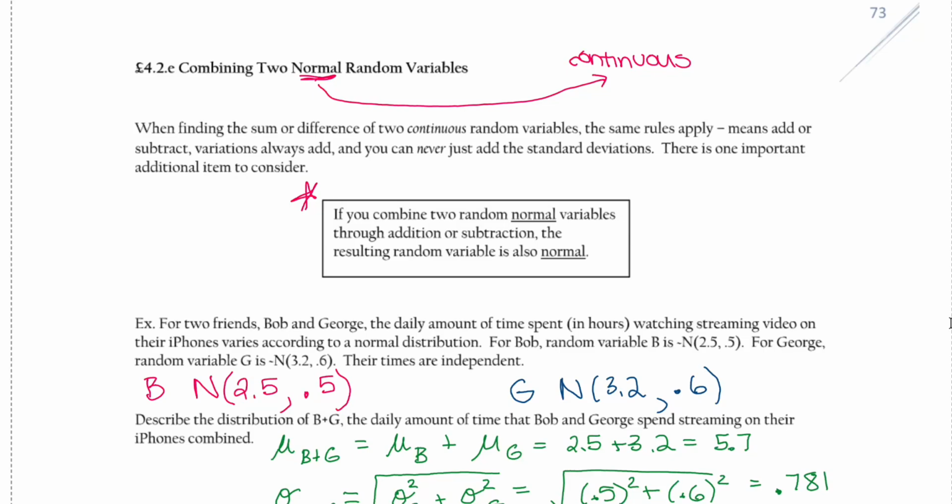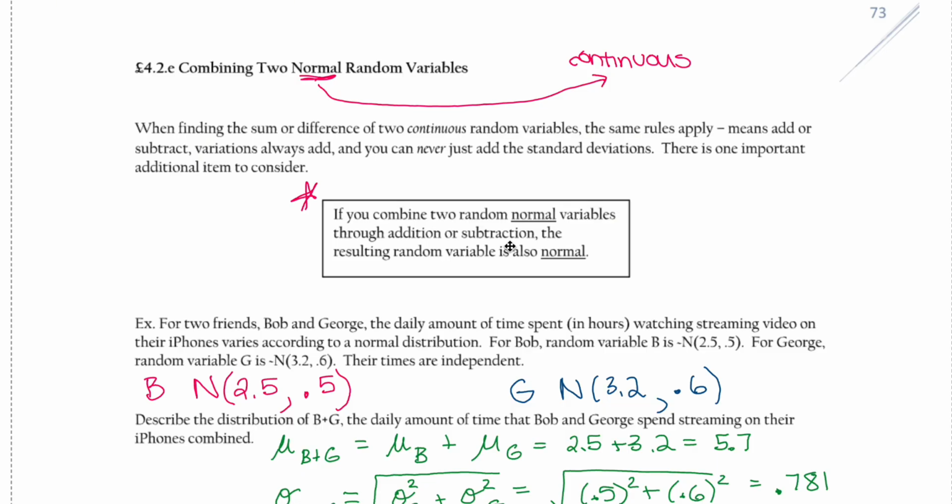Welcome to this video. In here, I'm gonna teach you how to combine two normal random variables. Normal in this case just means continuous. When finding the sum or difference of two continuous random variables, the same rules apply. Means add or subtract. Variances always add, and you can never just add the standard deviations. There is one important additional item to consider, which is right here.